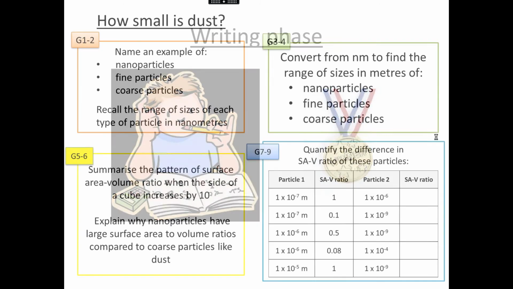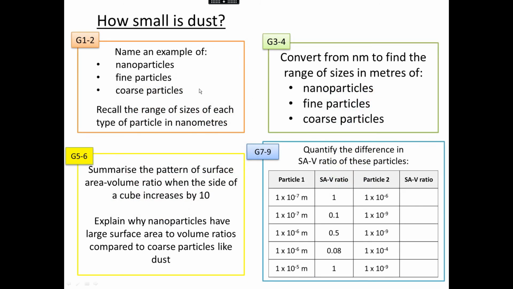Right, time for the writing task. We need to try and remember examples and the sizes of those 3 types of particles. We need to try and remember the size of the particles in both nanometers and meters. We need to remember that when the size increases by 10, surface area to volume ratio decreases by 10 and vice versa, and use that to explain why nanoparticles are so unusual.